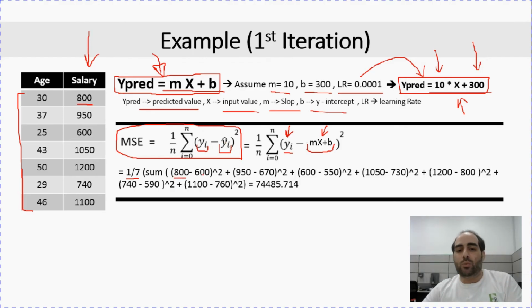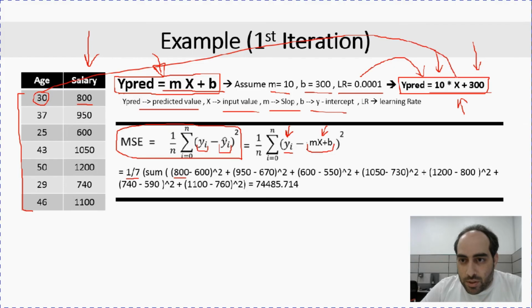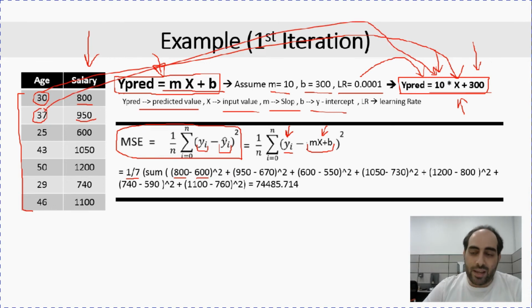How was this 600 calculated? Very simple. We will use this 30 and just substitute it here. So it will be 10 multiplied by 30 plus 300. If you calculate it, it will be 600, to the power 2, plus 950 minus, again, 37 multiplied by 10 plus 300. Again, don't forget that 10 and 300, I chose them randomly, only at the beginning. Later on, we will tune it. Okay? So now what I have is 950 minus 670.